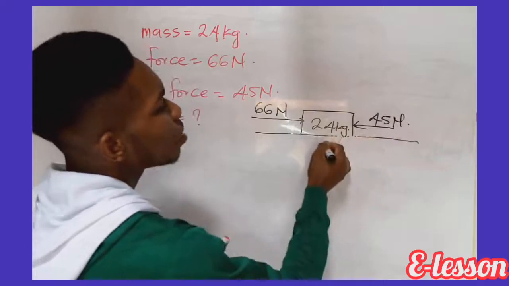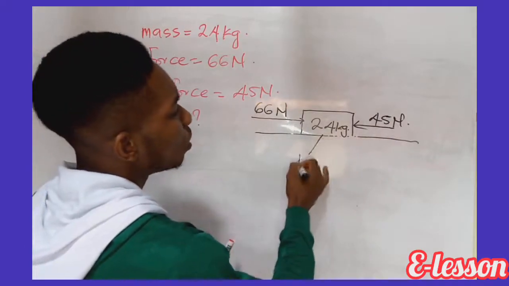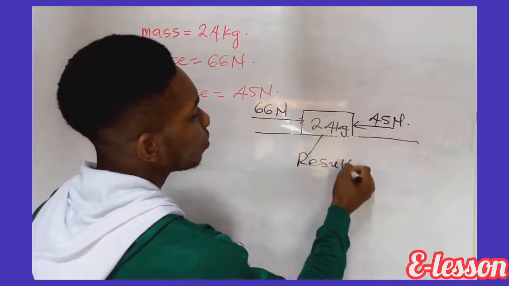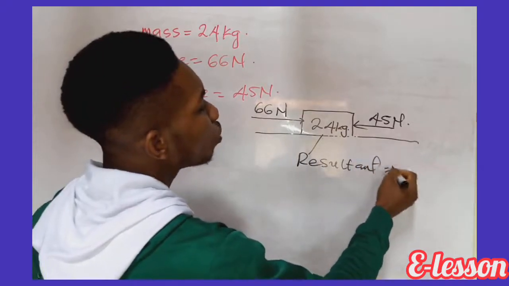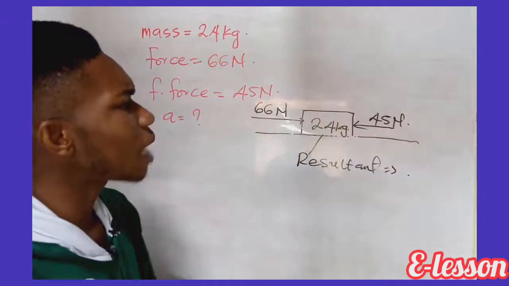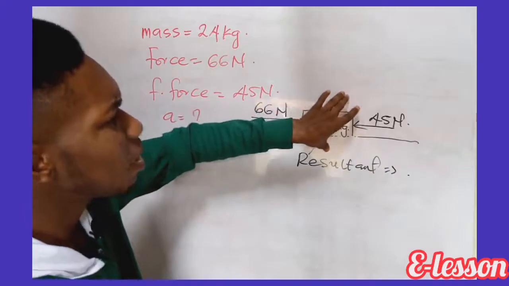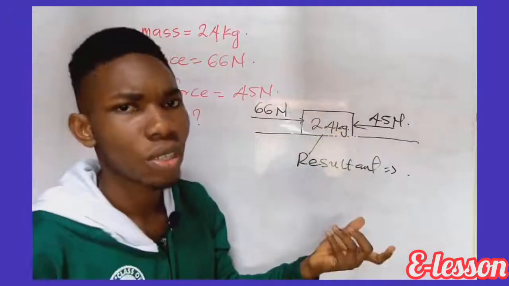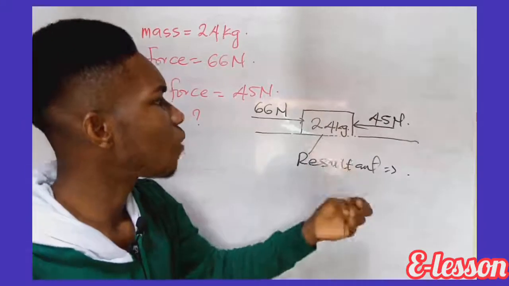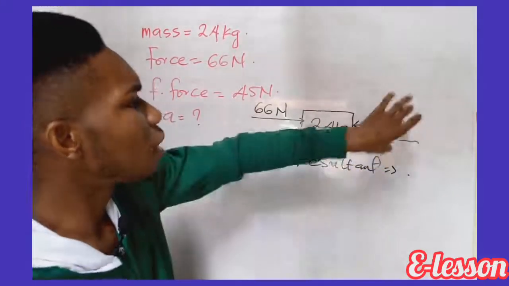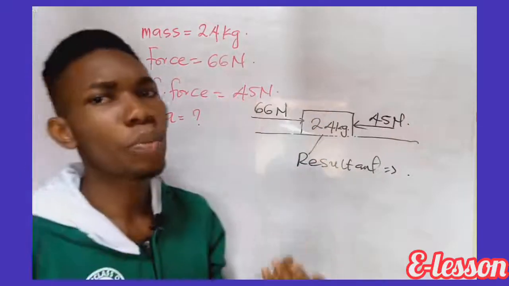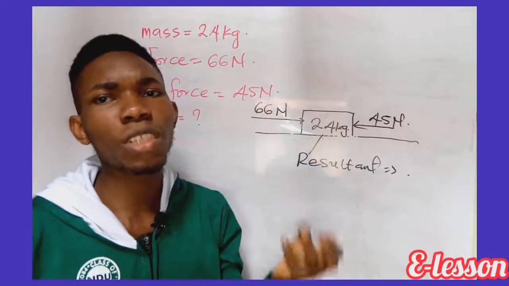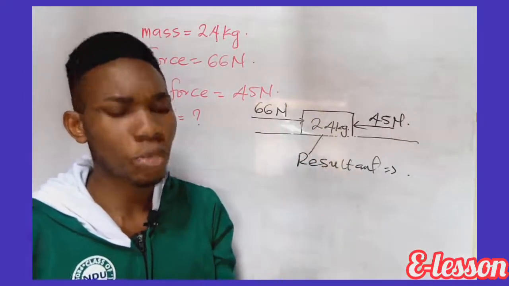So, our resultant force will be equal to, now the resultant force, that means the total force, the net force acting on this will be equal to the force minus the frictional force. Reason being that they travel in opposite direction, and you pretty know that when vectors travel in opposite direction, what happens to them? You subtract them.